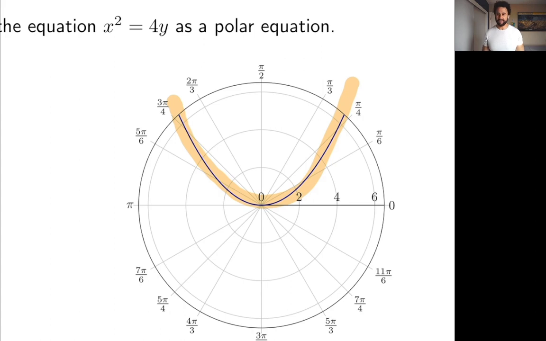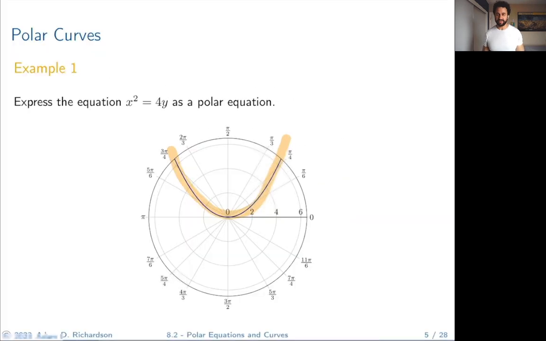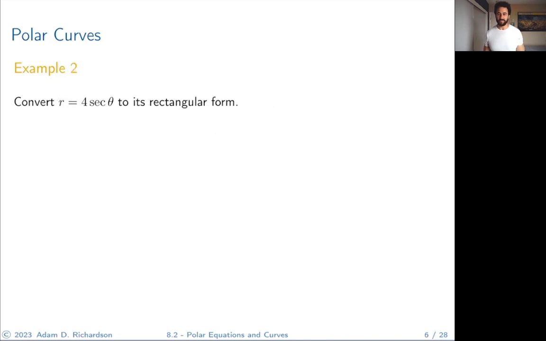Pretty cool, huh? Every Cartesian curve that you've seen in the past has a polar representation. Let's try this example here. Let's convert r equals 4 secant theta into its rectangular form.